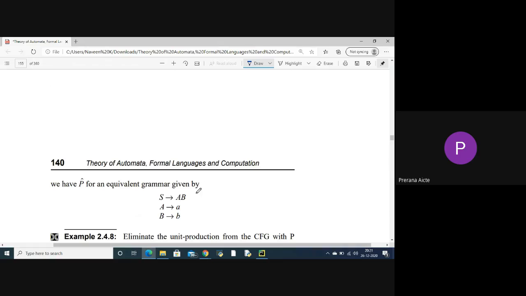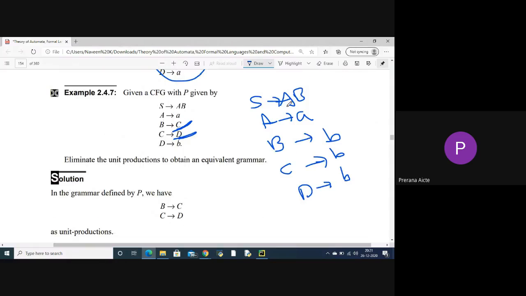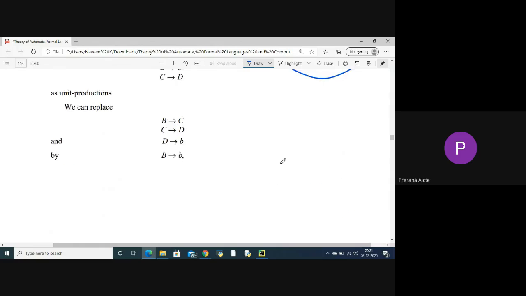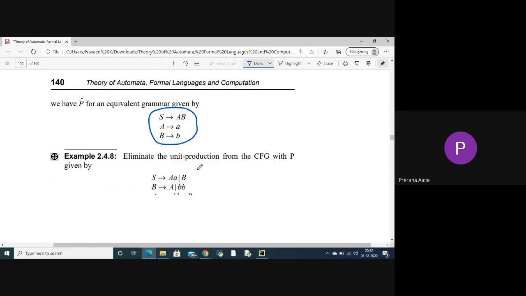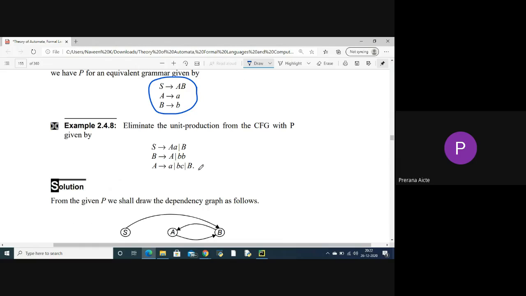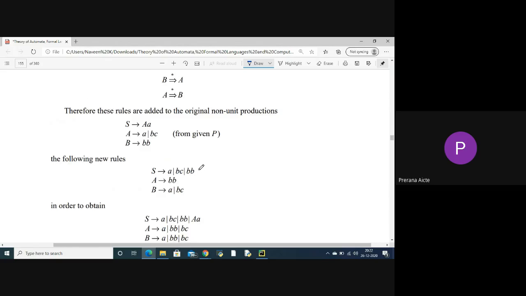The final grammar is here. S tends to AB, A production, B production. There is no need of this C and D production, so it is also eliminated. So S tends to AB, A tends to small a, B tends to small b. In the same manner, we'll eliminate the unit productions also.